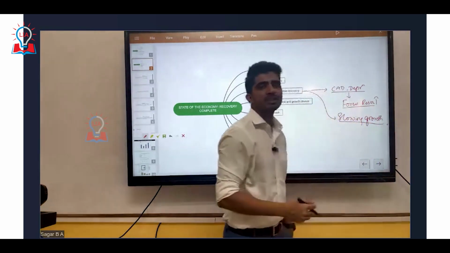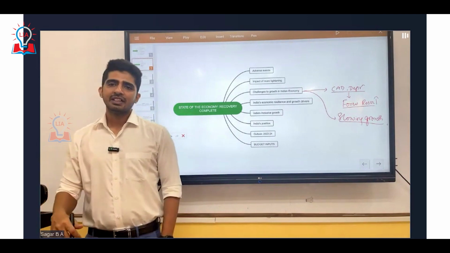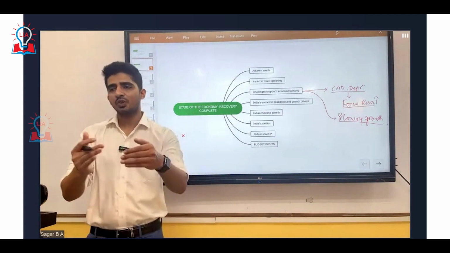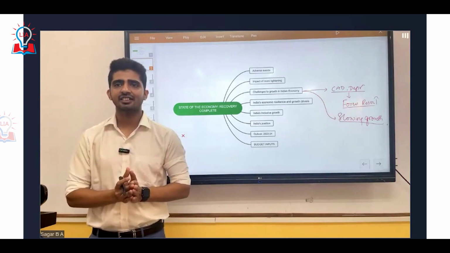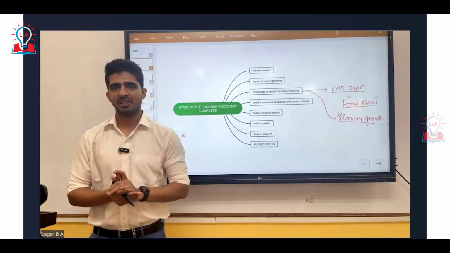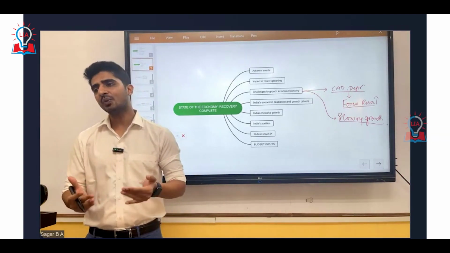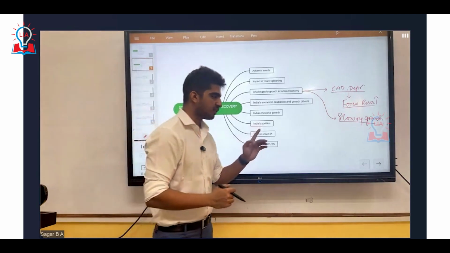The GDP growth is slowing down everywhere. Because it is a globalized world, if other economies start to slow down, if they head towards recession, it will have a ripple effect on India as well. India also will slow down. So that is the fourth challenge.